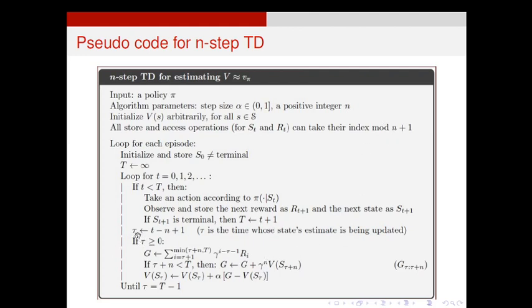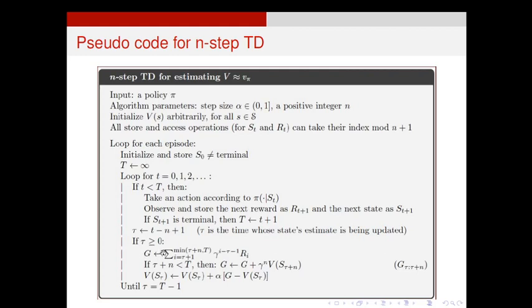Then I create a temporary variable tau equal to t minus n plus 1, because it gives the time steps. At what time steps I am going to take the updates. So it is written here, tau is the time whose state's estimate is being updated. At which state I am going to put the update, because there are many variables running over. One is from the initial state to the nth state to calculate the return. Another one is to calculate the correct state time step in which we are going to update the state values.